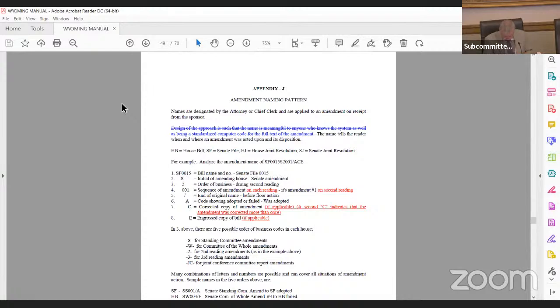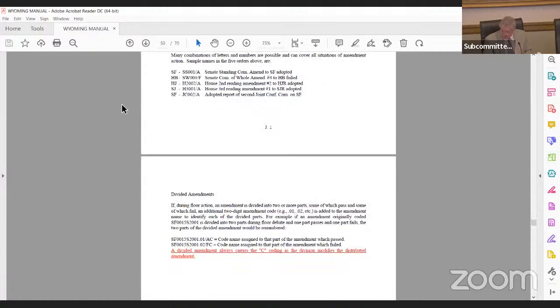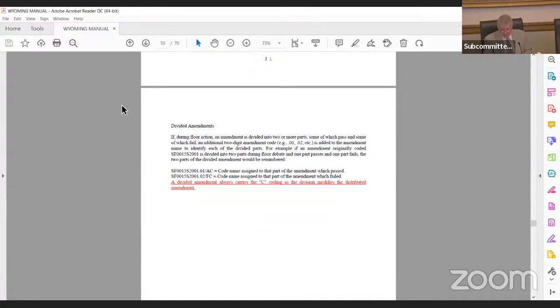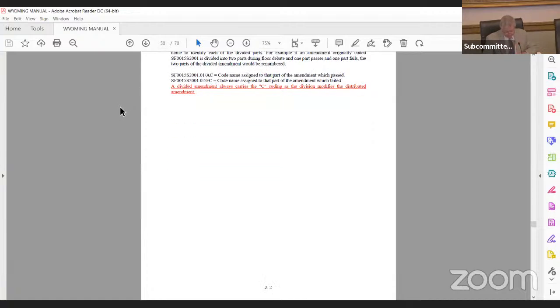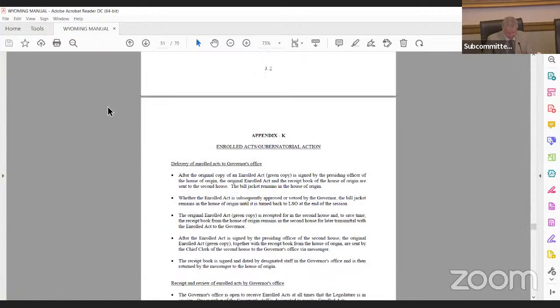The substantive change, Mr. Chairman, is on J2. Divided amendments are always corrected copy amendments because it's changed from the initial amendment. You've either deleted part and a failed part or adopted part. I'll just skip that. Mr. Chairman, I'm on to K4.